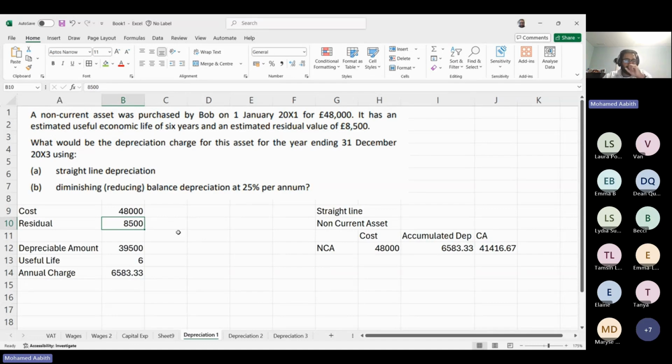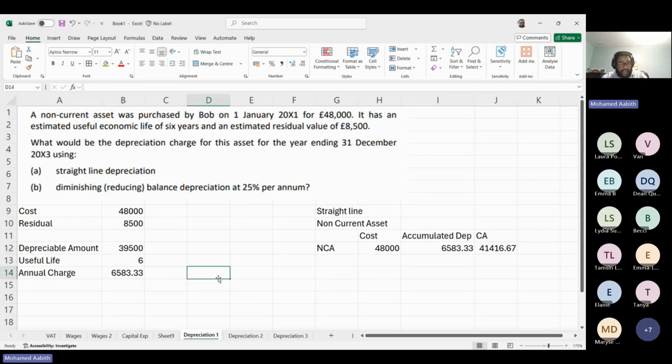Okay. Now let's look at the next method, the diminishing method. This one is carried out in a different way. When you do the straight line, we need to find a depreciable amount. When it comes to diminishing balance, we don't consider this residual value here. This residual value is not a factor. It only works out on the non-current asset's registered carrying value.